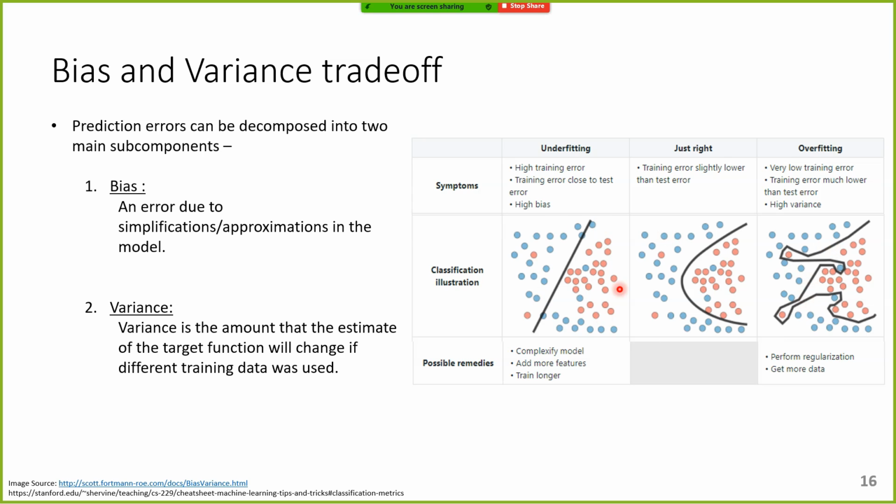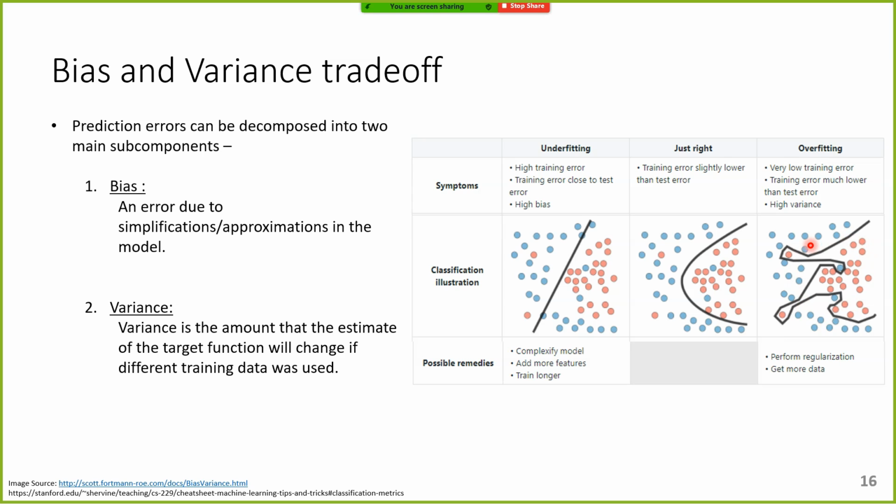So this kind of fit is called underfitting. It is just right, and this is overfitting. This is because of simplification of models. So this is error due to bias, and this is due to overfitting.